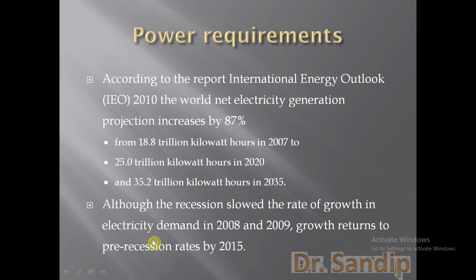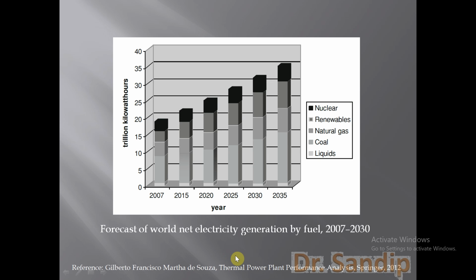So the rate is increasing enormously. Although the recession has slowed down the rate of growth in electricity demand in 2008 and 2009. If you remember, 2008 2009 was actually under the problem of global recession. But then by 2015, the pre-recession rate has come back into the picture because that age when there were jobs which were less in number was past, and 2015 again saw a surge in demand of electricity.